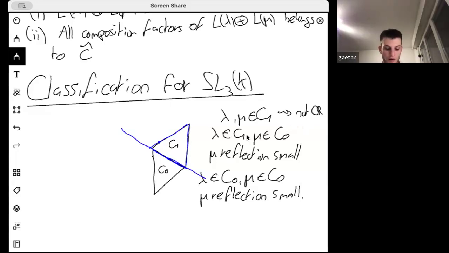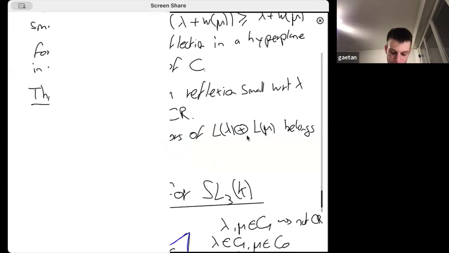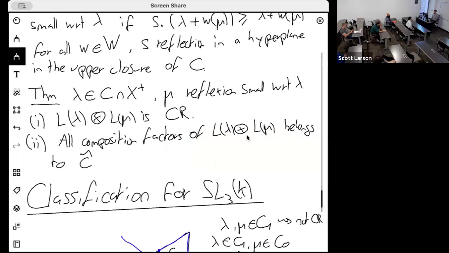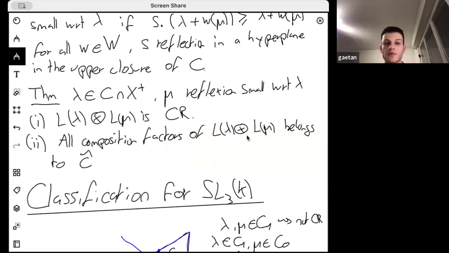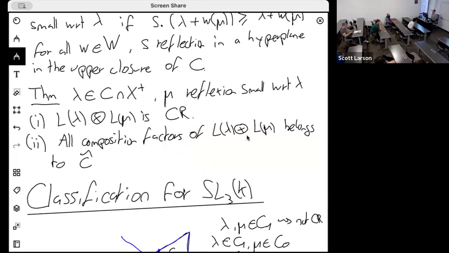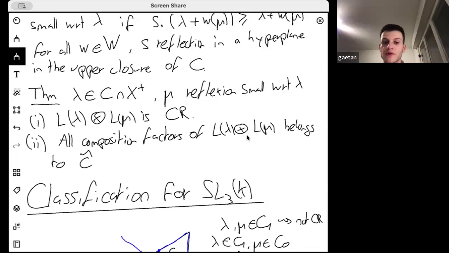Yeah, the translation. It's in the proof that if mu is reflection small with respect to lambda, then the tensor product is completely reducible. There we use the translation principle. Okay, thanks. And we also use it at some other points in the paper, but yes, this is something that we use.